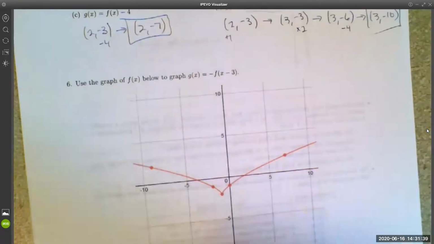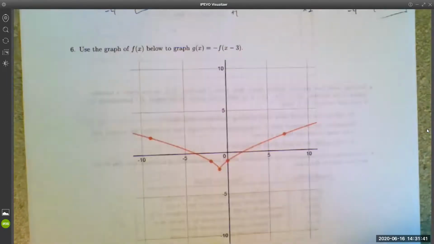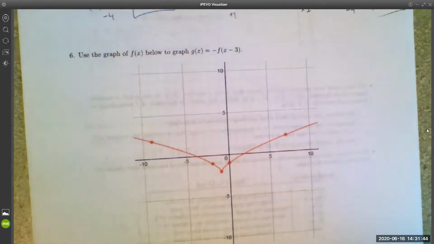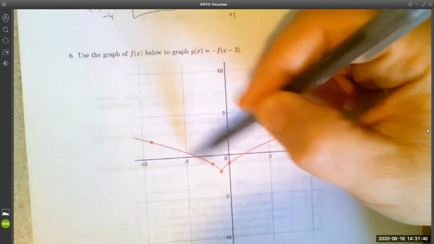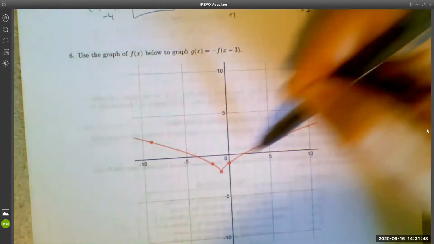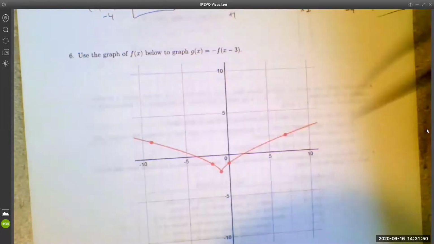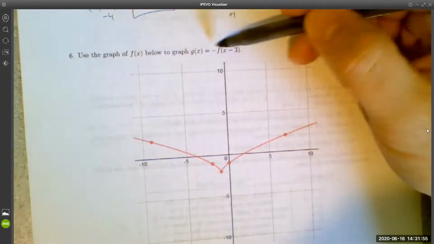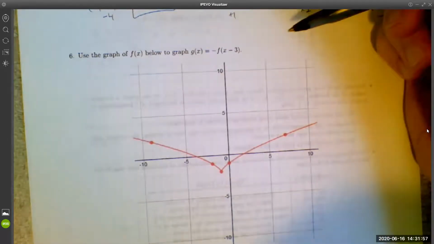Graphically, since this all relates to graphs, let's practice how to do this graphically. So here we have the graph of f of x. This graph is supposed to represent the graph of f of x. Now, let's use that to graph g of x, if g of x is negative f of x minus 3.